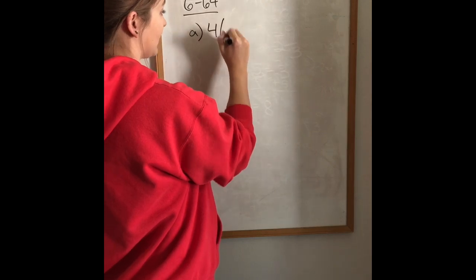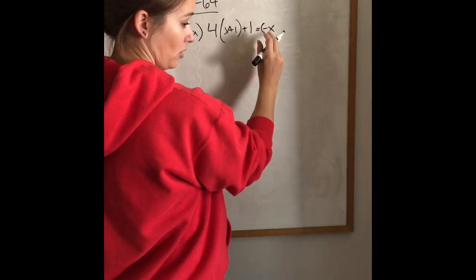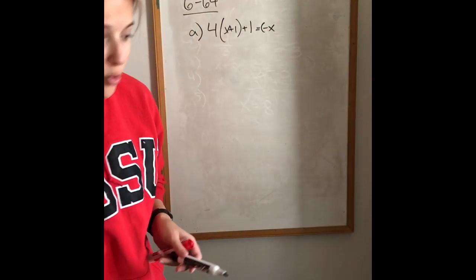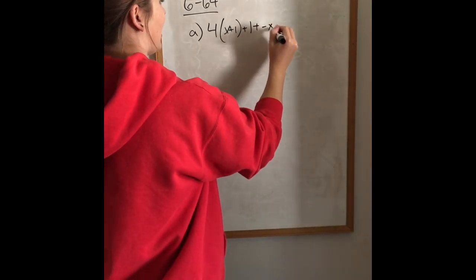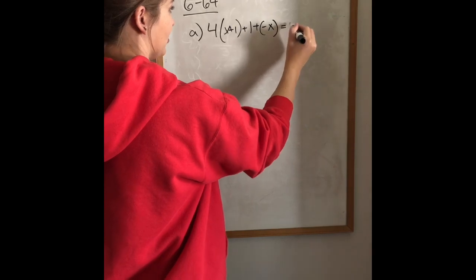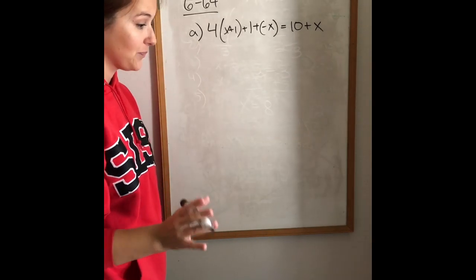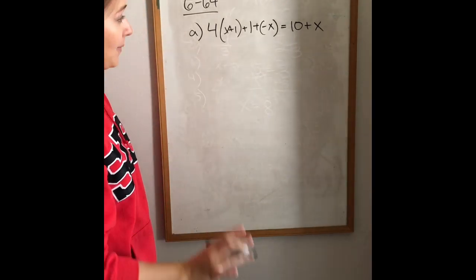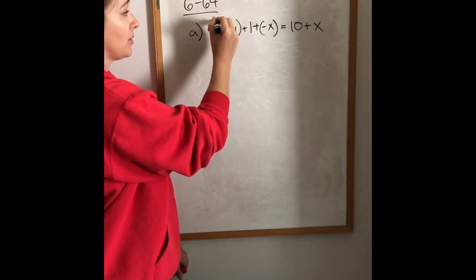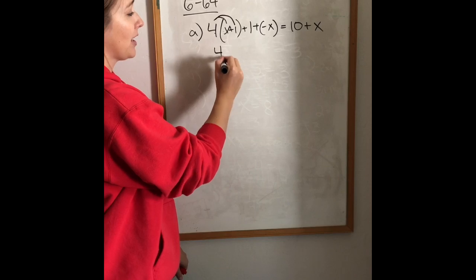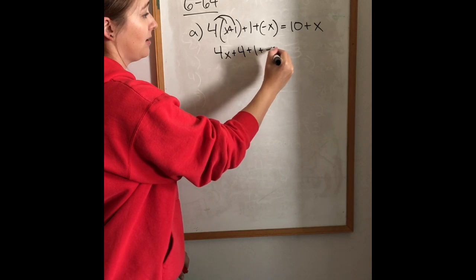So it looks like 4 times x plus 1, plus negative x, equals 10 plus x. Okay, the first thing I'm looking at is, I'm gonna distribute the 4 to everything in the parentheses before I do anything else. So I'm gonna do that first. So 4 times x is 4x. 4 times 1 is 4. Now I'm gonna add everything again.